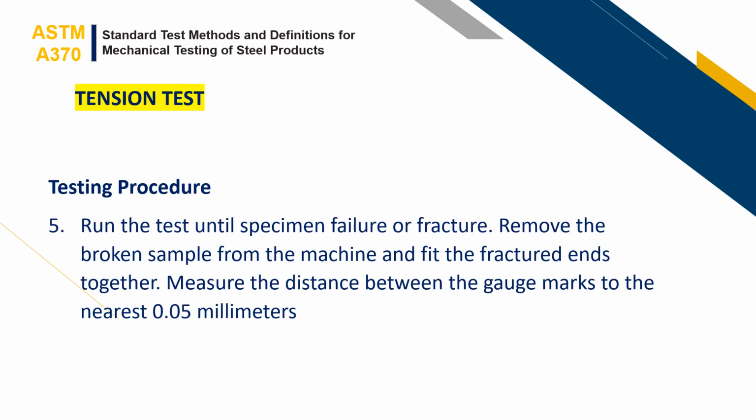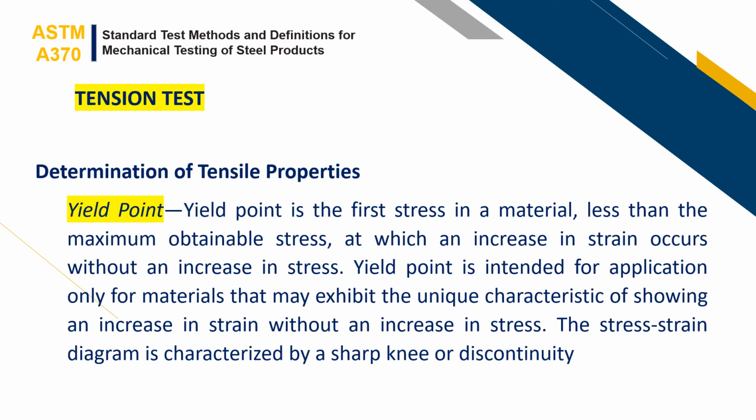Fifth, run the test until specimen failure or fracture. Remove the broken sample from the machine and fit the fracture ends together. And then you measure the distance between the gauge marks to the nearest 0.05 millimeters. Okay, so that ends the proper procedure of the test.